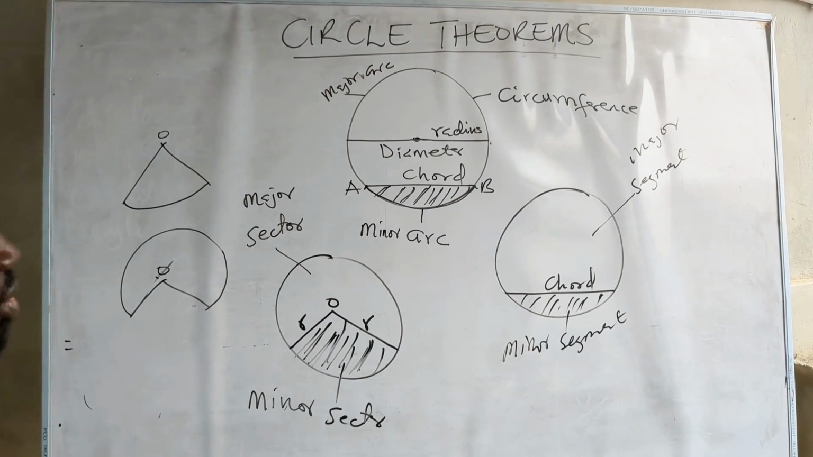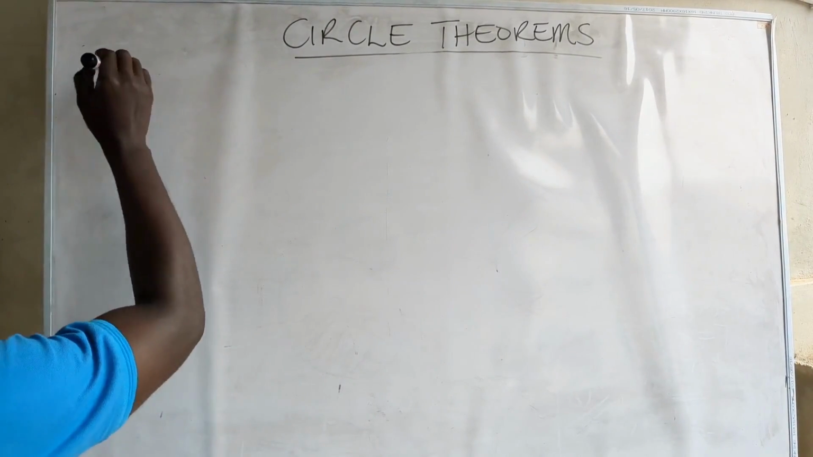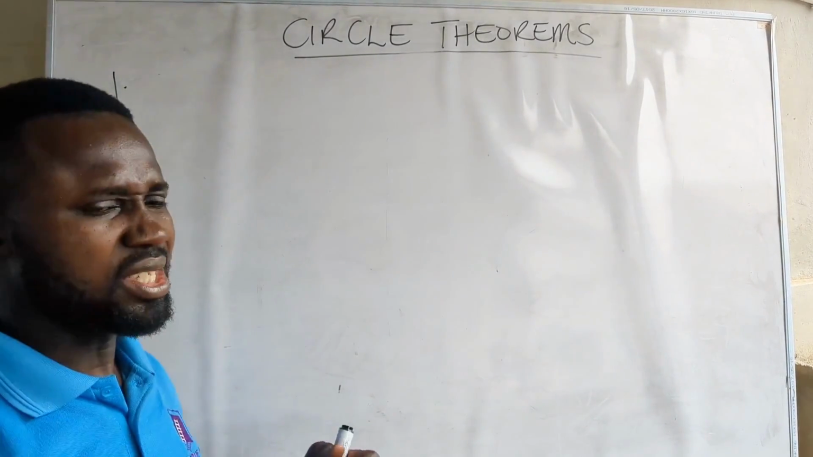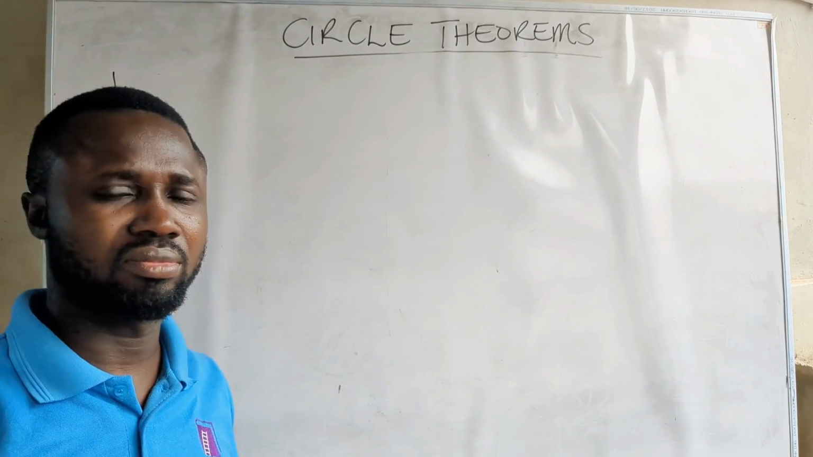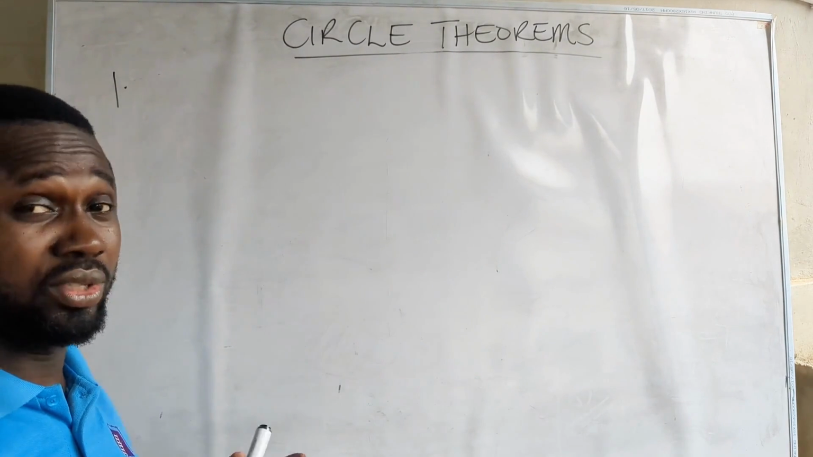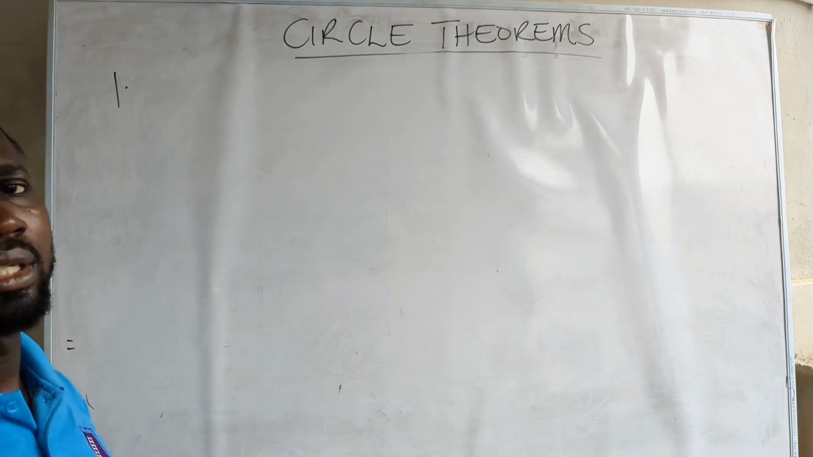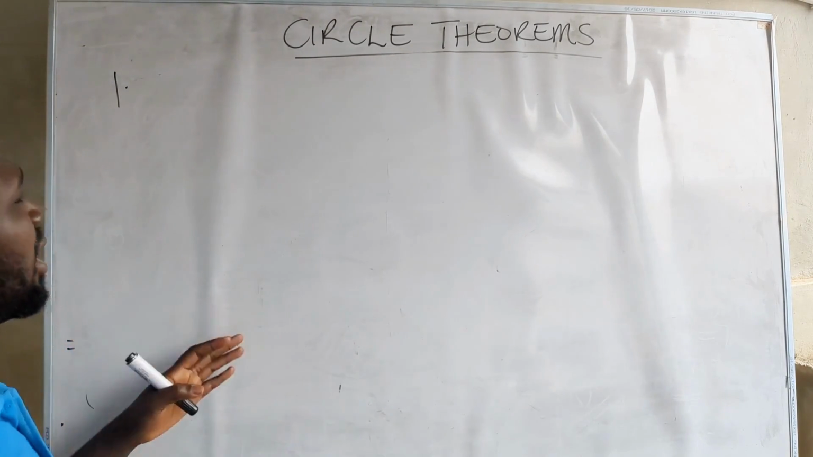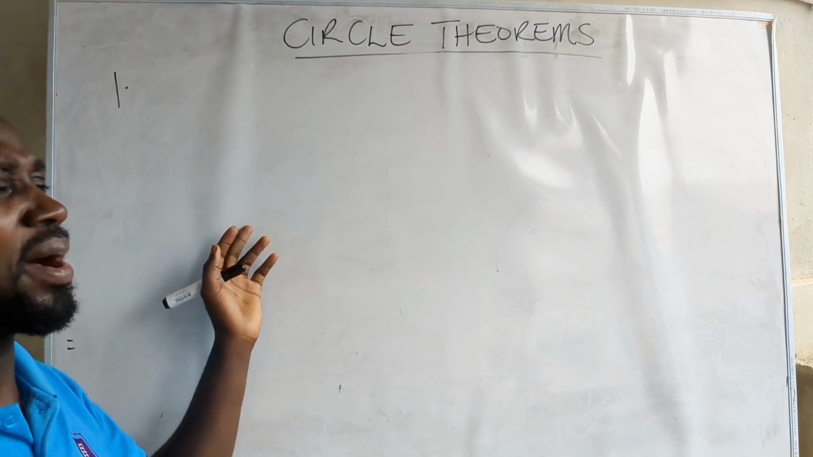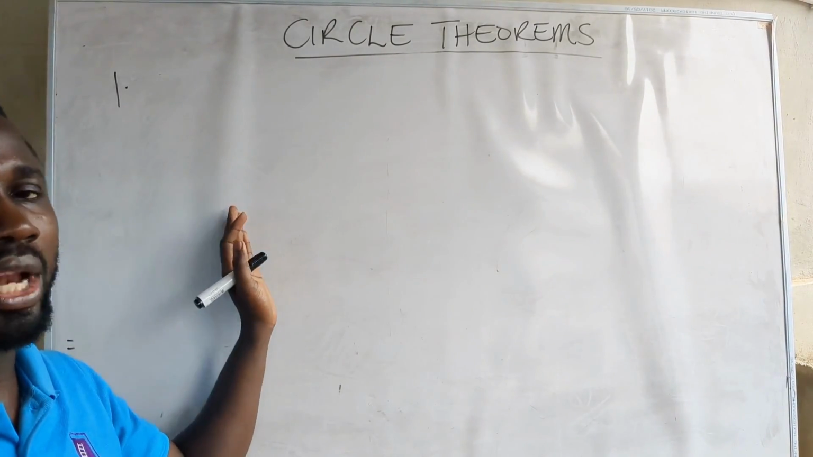So now, if you have gotten the parts of the circle, let's go straight to the properties. We are going to look at at least 7, 8, maximum 10 theorems. I'm just going to draw the diagram and use it to explain to you. Number one, what the theorem states is that if we have a circle, the angle formed at the center of the circle from an arc or a chord is twice the angle formed from the same arc or chord at the circumference of the circle.